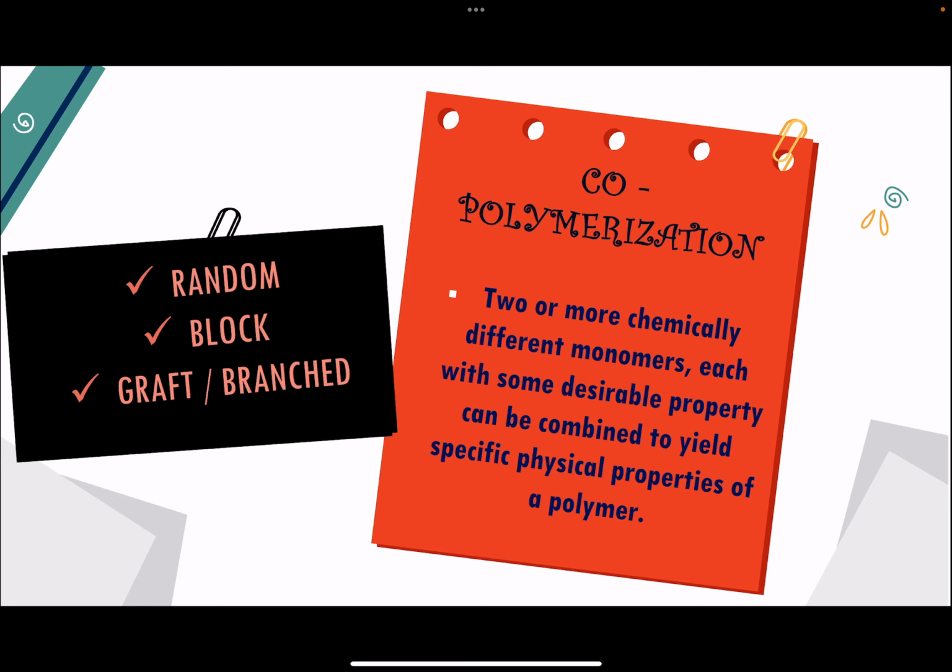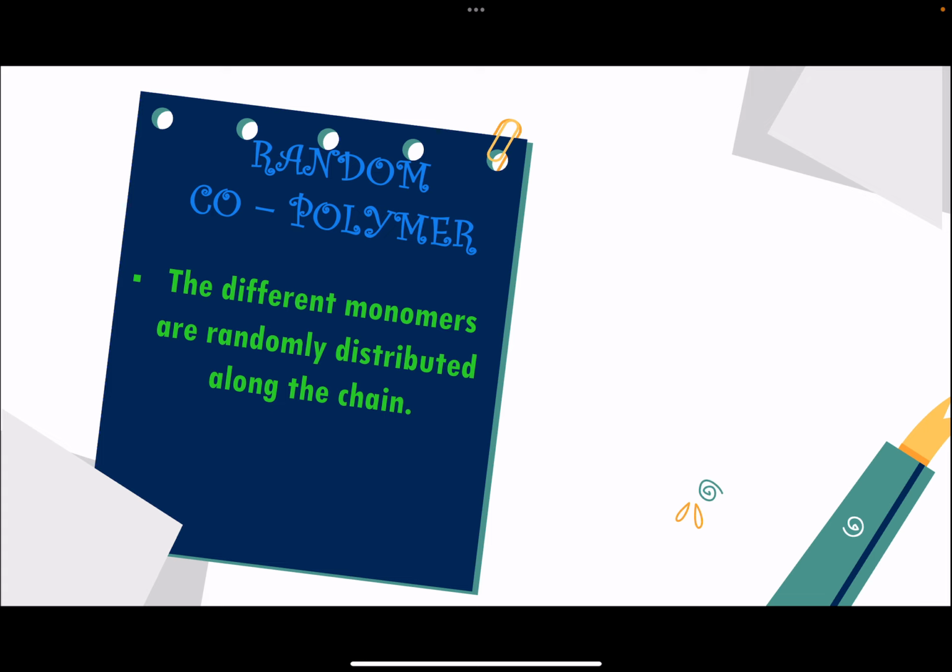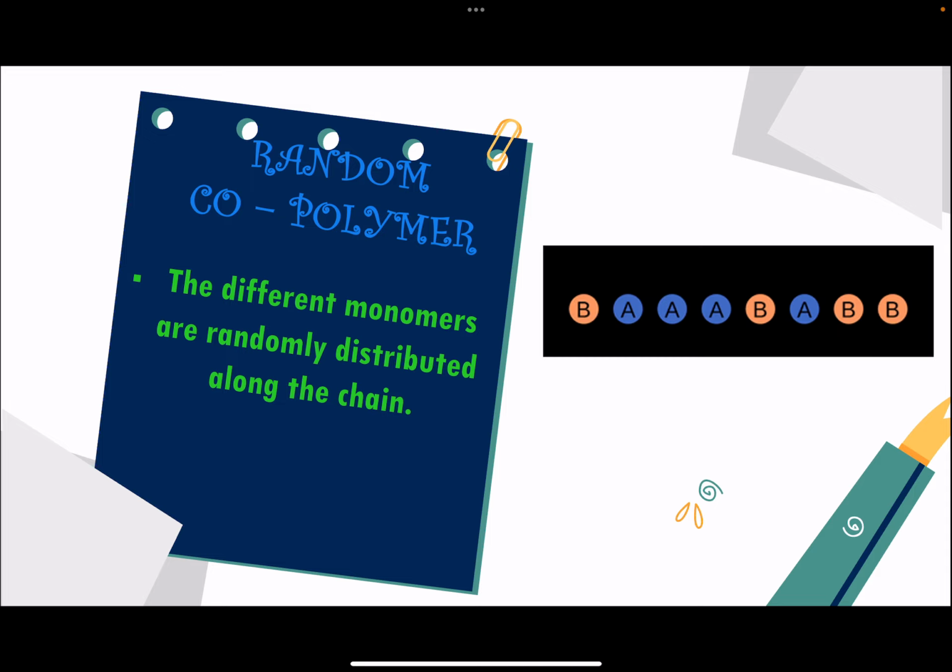We talked in brief about copolymers. Copolymers are nothing but polymers which have two or more chemically different monomers, each with some desirable property that can be combined to yield specific physical properties of a polymer. Copolymers can be classified into random, block, graft, or branched. Random copolymer. In this, the different monomers are randomly distributed along the chain. In this example, you can see B type of monomers and A type of monomers. They are not following any order. They are just randomly distributed along the chain.